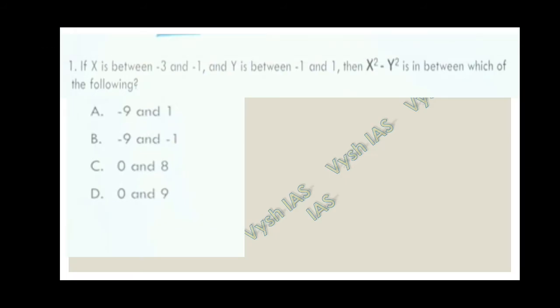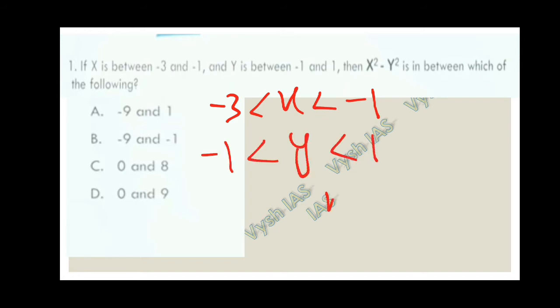Question number 1. If x is between -3 and -1 and y is between -1 and 1, x square minus y square is in between which of the following? So this is the question. They gave the data as x lies between -3 and -1, y lies between -1 and 1. They're asking between which numbers x square minus y square lies.